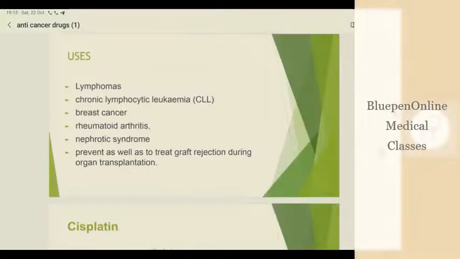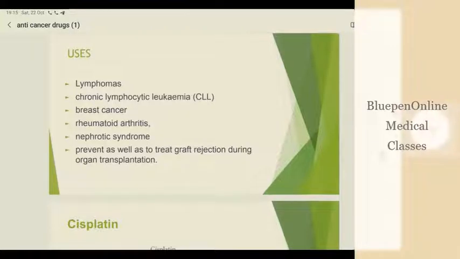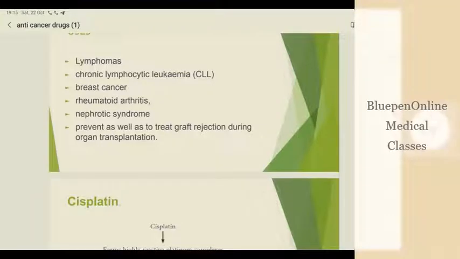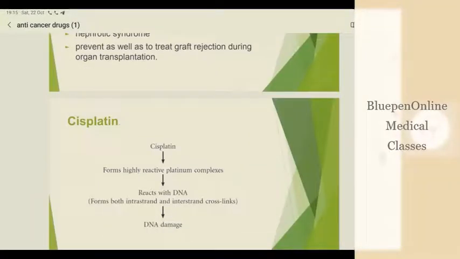Then the uses are lymphomas, chronic lymphocytic leukemia, breast cancer, rheumatoid arthritis, nephrotic syndrome. It is also used to prevent as well as to treat graft rejection during organ transplantation.